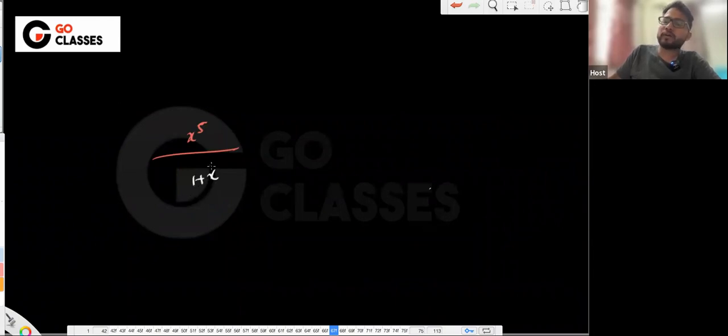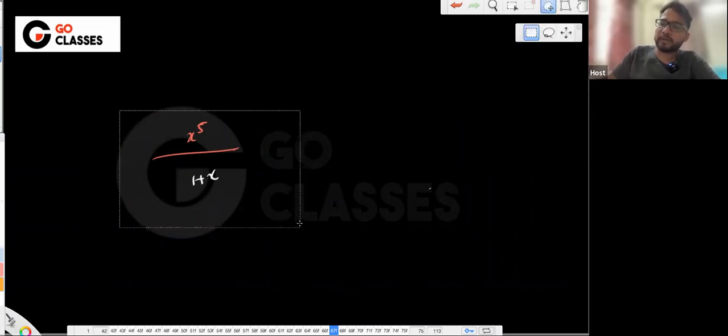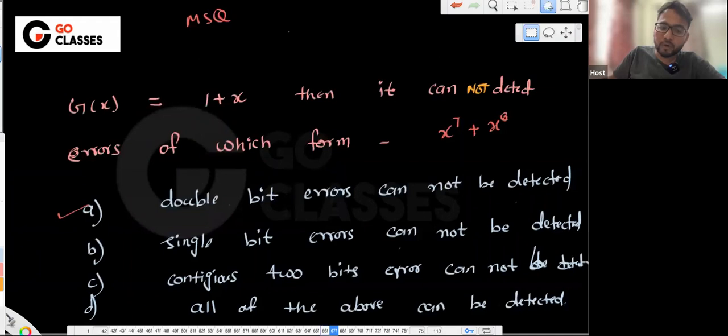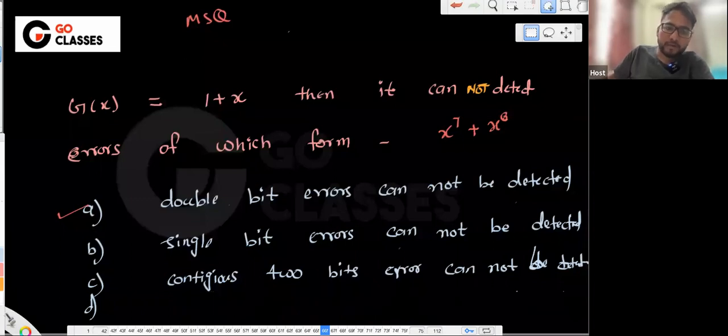How to check whether you can divide it or not? It is very simple: for 1 plus x, you can put 1 here. You will not get remainder 0, you will get remainder 1. The remainder is not 0, so you are not able to divide. That is a good thing, so you can detect it. The statement that a single bit error cannot be detected is wrong. You can actually detect all single bit errors. Let's suppose one of the options is that all single bit errors can be detected.